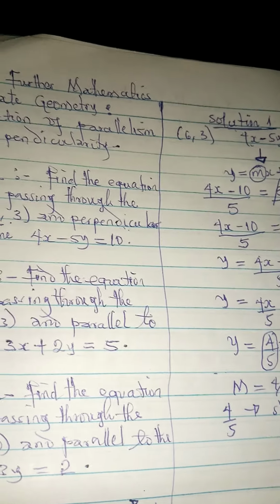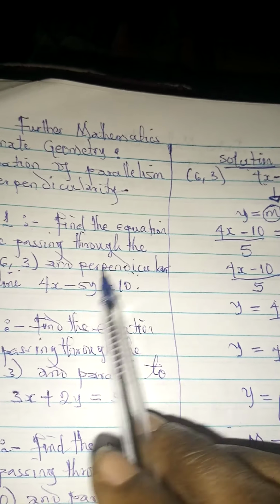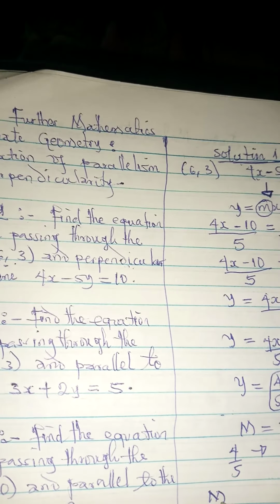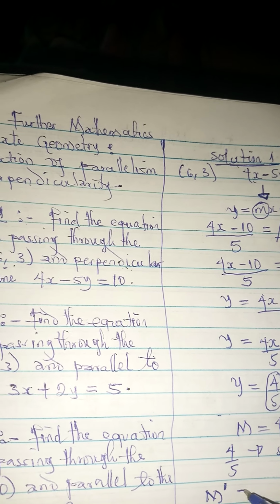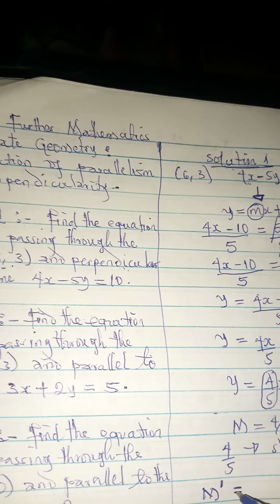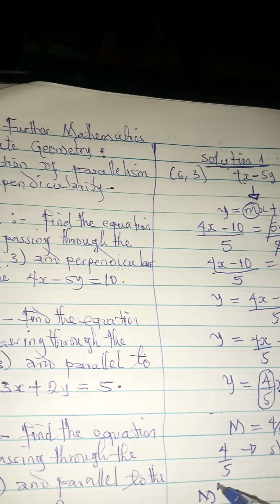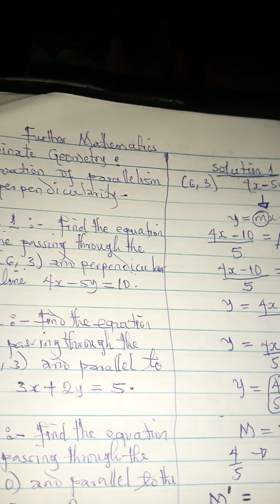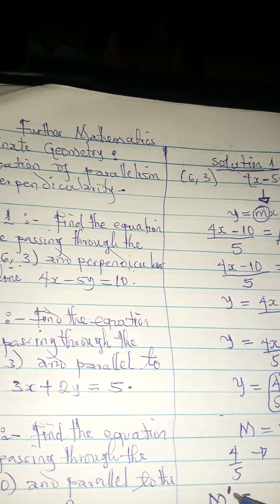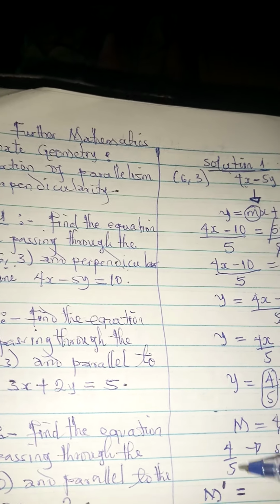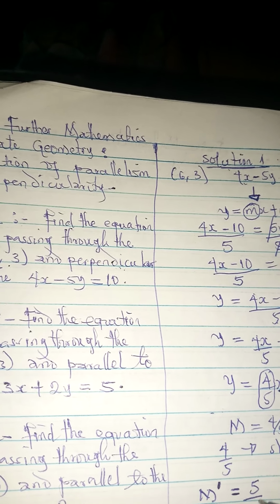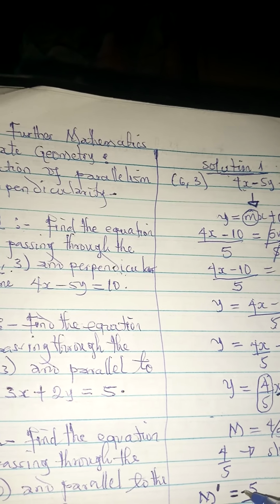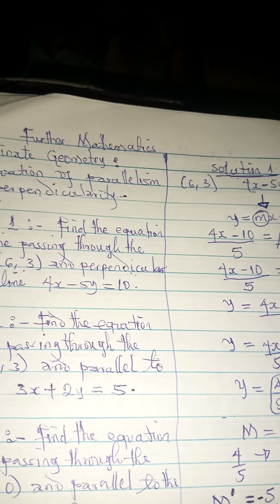But because we are dealing with perpendicularity, our slope here is going to be the reciprocal of a negative value. That is m. I use this prime to differentiate that perpendicularity. So the reciprocal of 4 over 5 is 5 over 4. Then with the negative, it is a negative reciprocal, so minus 5 over 4.